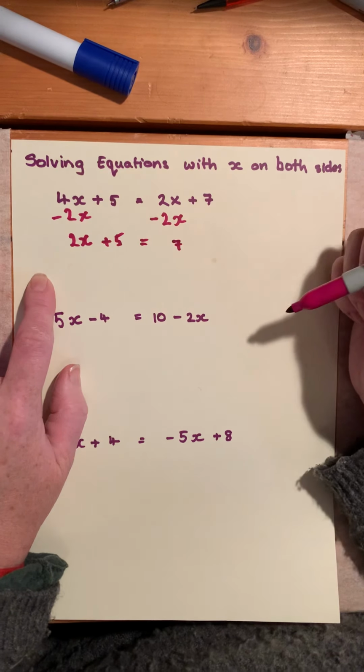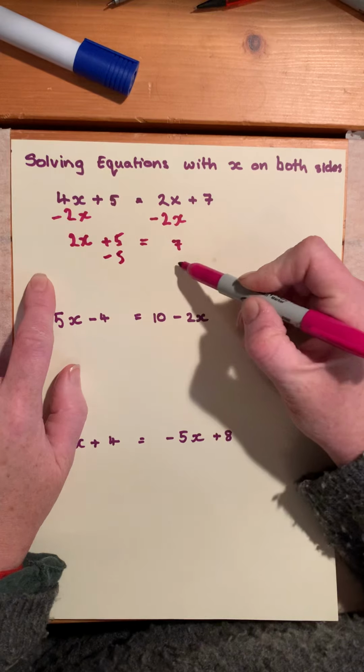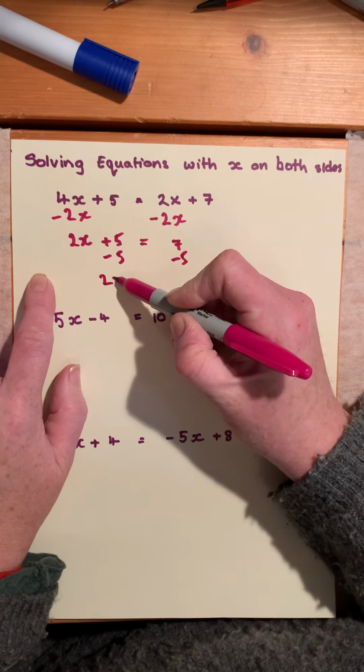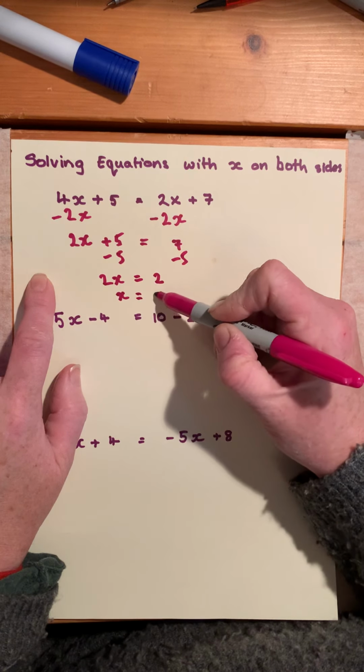And now we're into a simple linear equation that we can solve in the normal way. Take away 5 from both sides. 2x equals 2, x equals 1.